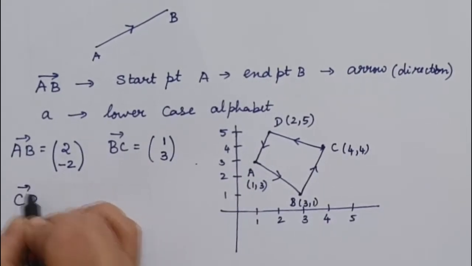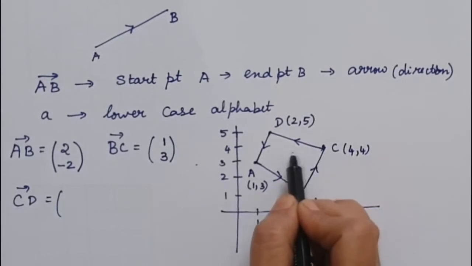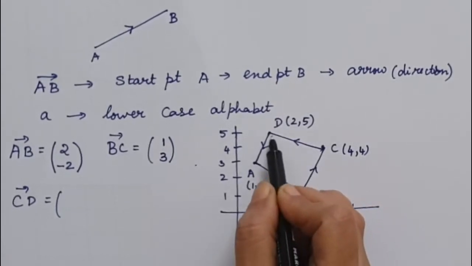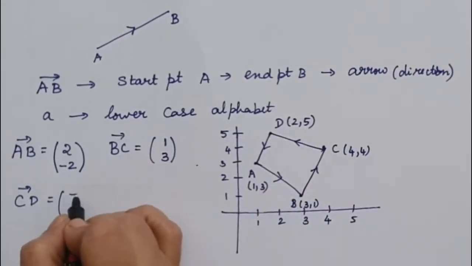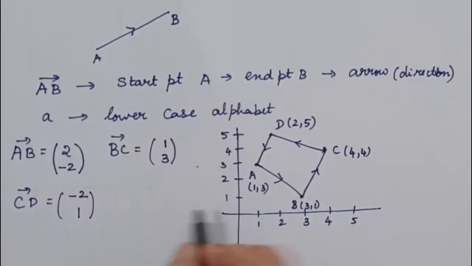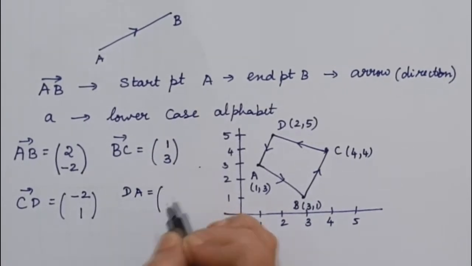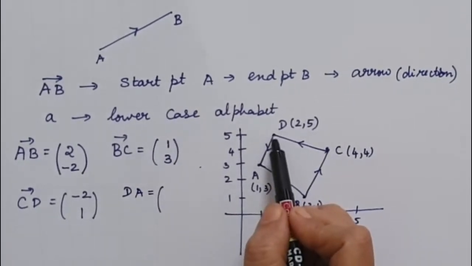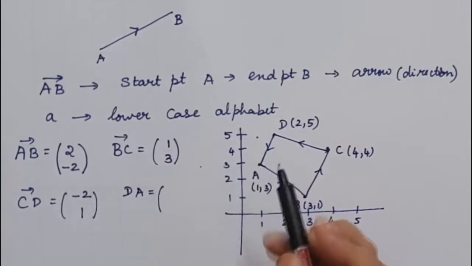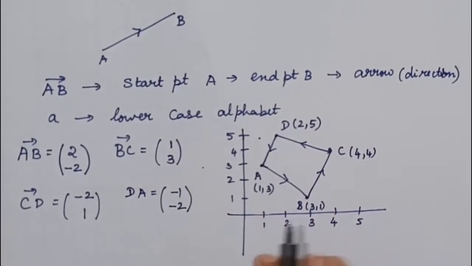CD. When you take CD, you move 2 blocks to the left and 1 block up. When it is left, it is negative. Then DA. DA is 1 block left and 2 blocks down.